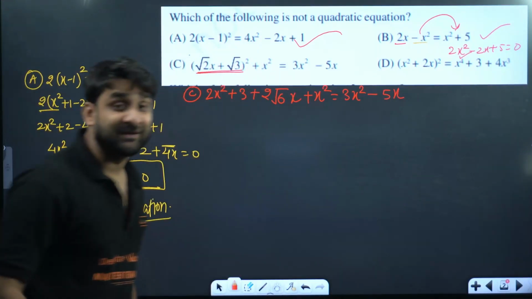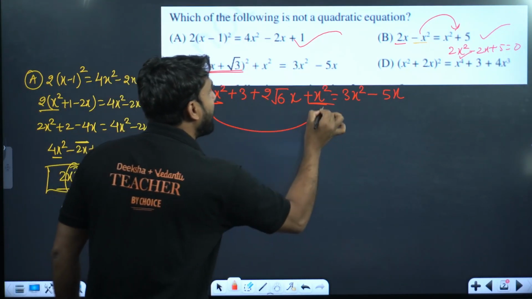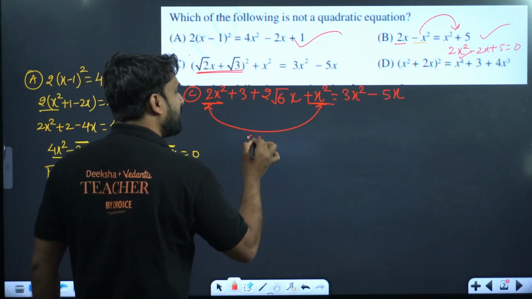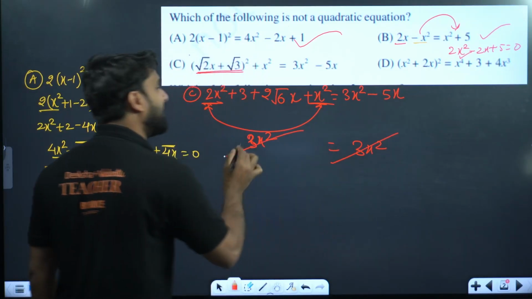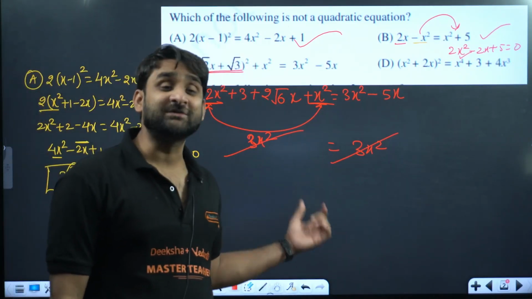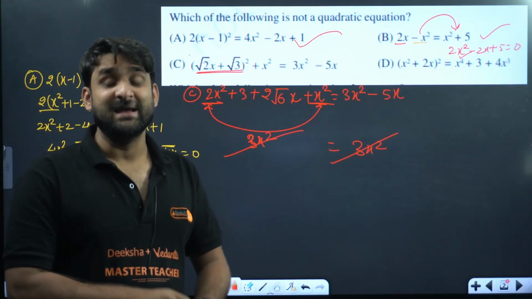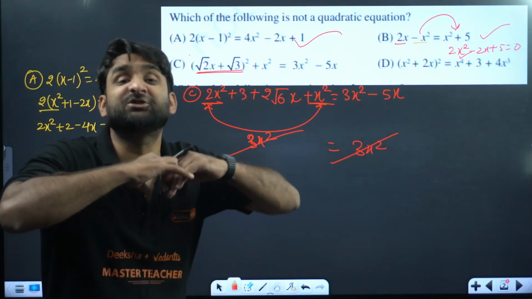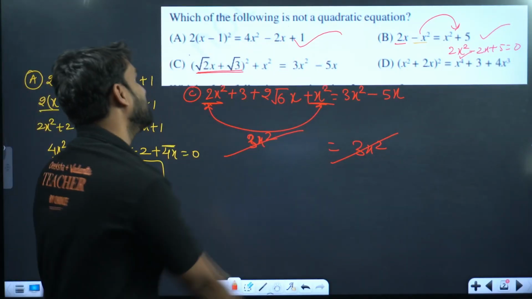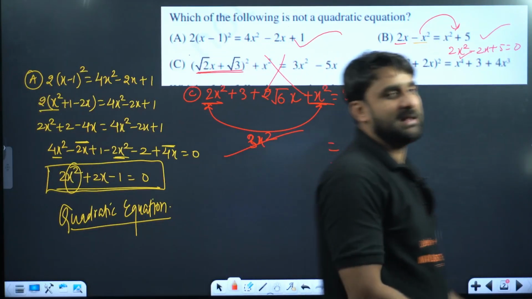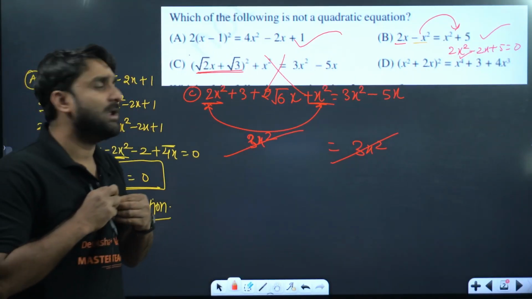My dear students, look here, what is this and what is this? 2x square plus x square will become 3x square, right? And the right side is already having 3x square, both are cancelling. If both are cancelling, the identity of x square is completely vanished, completely destroyed. There is no x square, and if there is no x square, this will not be a quadratic equation. Answer, we got the answer. So option number C is not a quadratic equation.